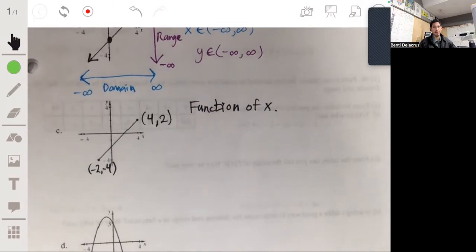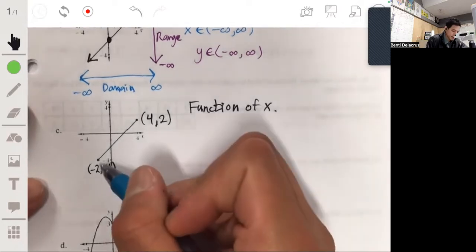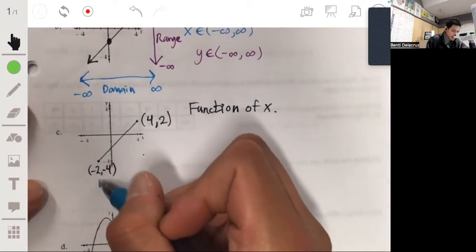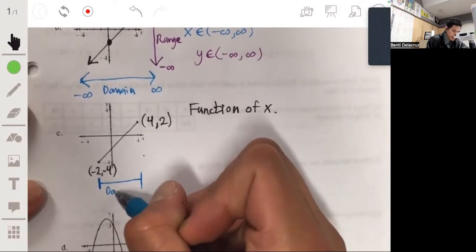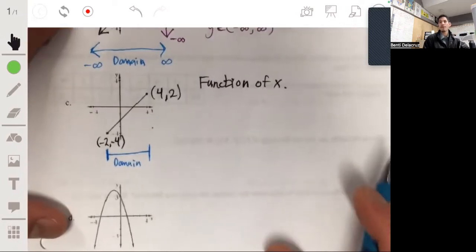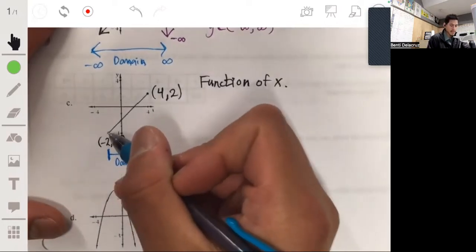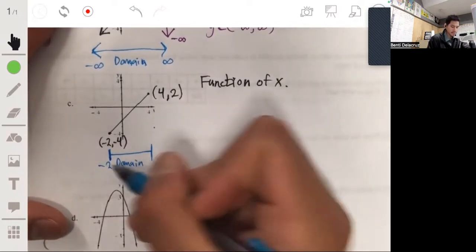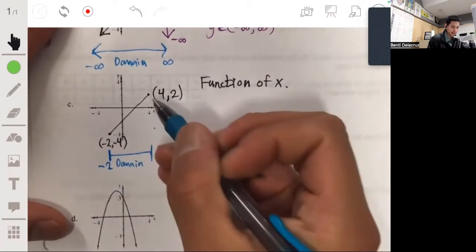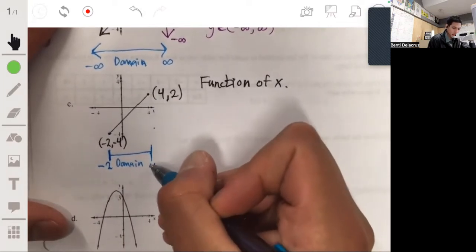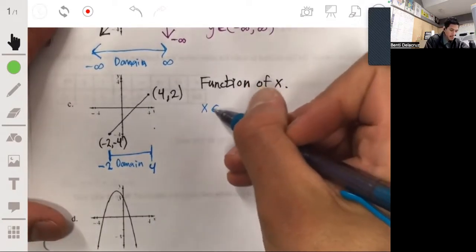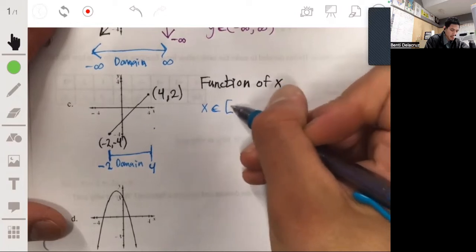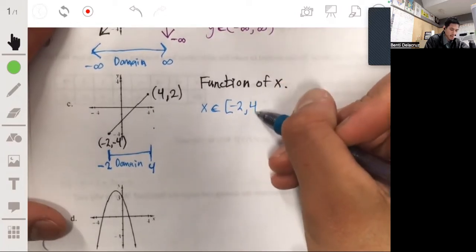And the domain, we look again at the set of x values this graph takes up. So going from the leftmost point to the rightmost point. So from here to here, that would be our domain. So the leftmost x coordinate is -2, and the rightmost x coordinate is over here at 4. So the domain will be the interval from -2 to 4, and we include those values, so we put a bracket around -2 and 4.